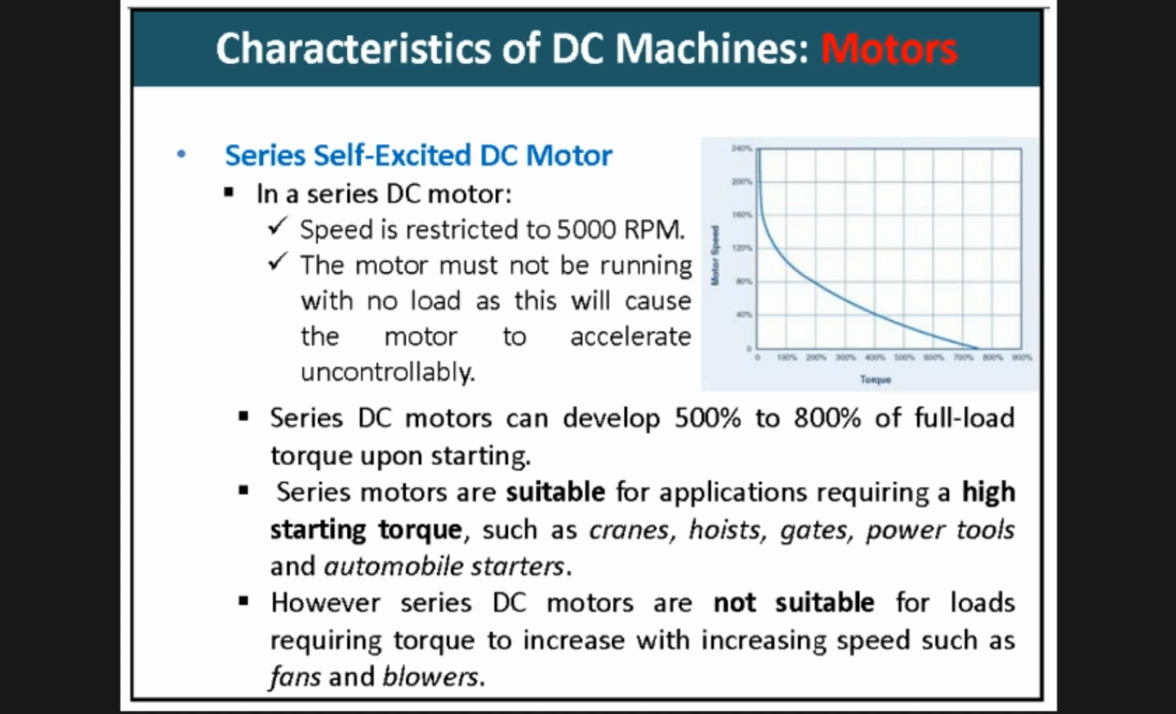The series motors are suitable for applications requiring a high starting torque, for example cranes, hoists, gates, power tools, and automobile starters. They need initially very high power. For example, if it is a crane, initially to lift the weight, you need very high torque. When it is moving, you need a smaller torque. So for such applications, you can use these series self-excited DC motors.